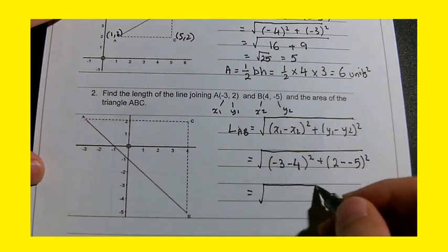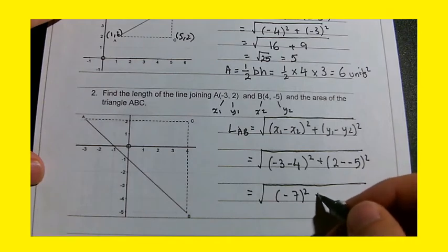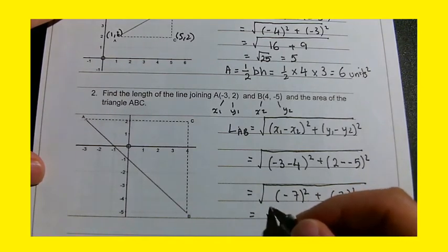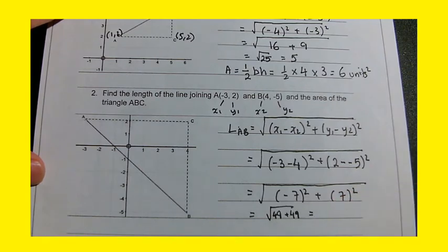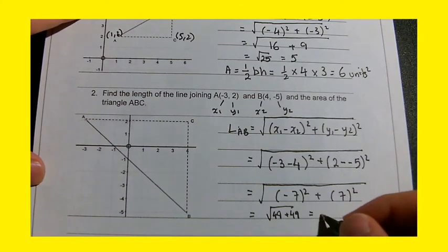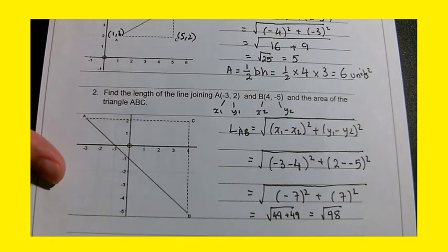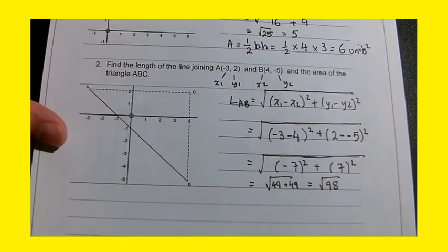So I've got minus 3 minus 4, which is minus 7 squared, and I've got 2 minus minus 5, which is 7 squared. So it's 49 plus 49, okay, which is root 98. Right. So that's the answer for the length of the line, and then we've got to find the area of the triangle ABC.